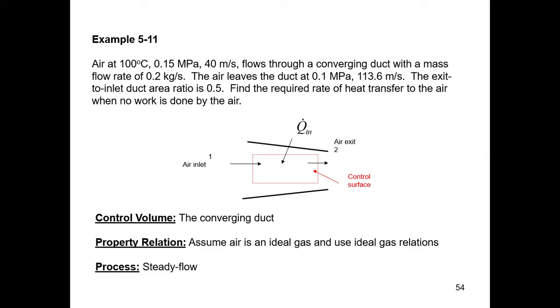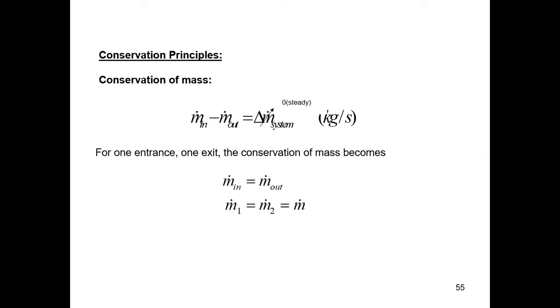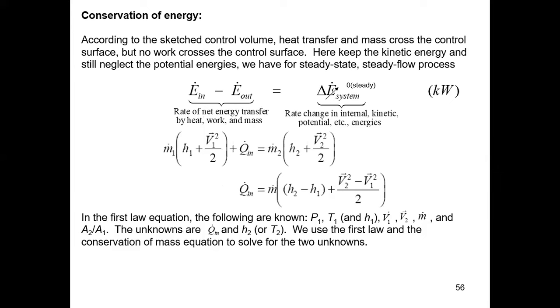So the converging duct is the control volume. Property relation: assume air is an ideal gas and use the ideal gas relation. Process is steady flow. Again, m1 dot is equal to m2 dot is equal to m dot from conservation of mass. And from conservation of energy, we can write m1 dot energy coming in plus heat coming in is equal to energy leaving the system, from which we can calculate q dot in, which is the heat transfer.